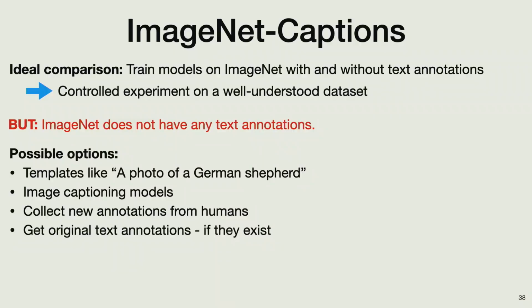Possible, but a lot of work. mTurk is expensive. So what we realized after a while is that we may be able to extract the original text annotations from Flickr, because a large chunk of the ImageNet training set came from Flickr. The images on Flickr always have text. We just didn't know how to link the ImageNet training set with the Flickr images.